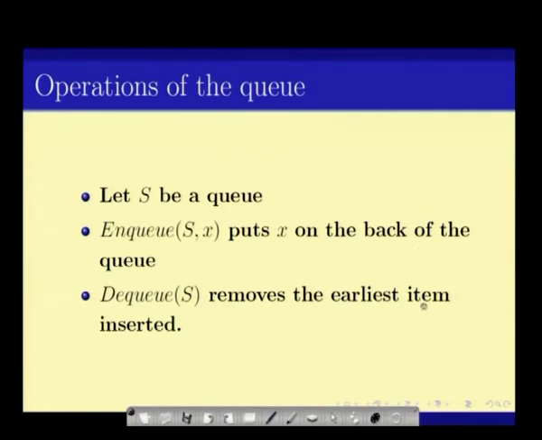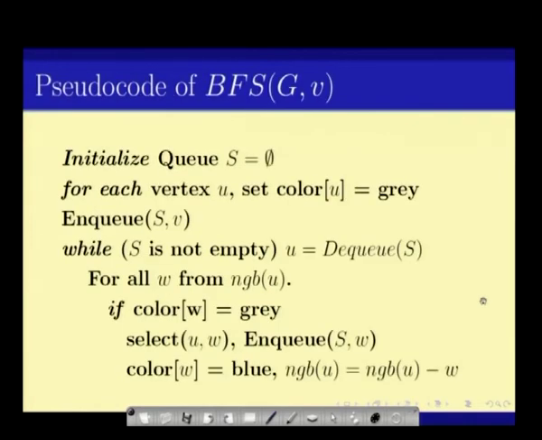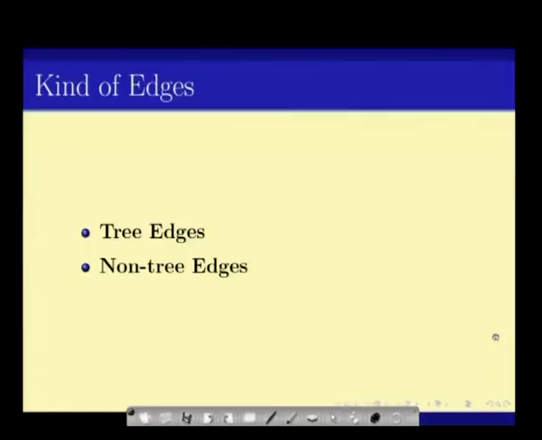For the pseudocode we used the NQ and DQ operations on a queue, and using that we had this simple pseudocode for BFS. Note that if at any point of time we discard an edge, even in an undirected setting, it just says that there exists a cycle. We cannot say anything more than that there exists a cycle when we discard an edge. So, there are two different kinds of edges, the tree edge and the non-tree edge.